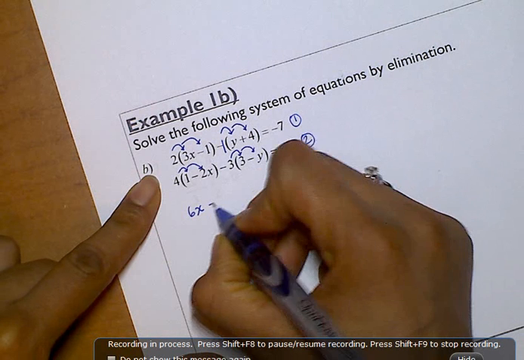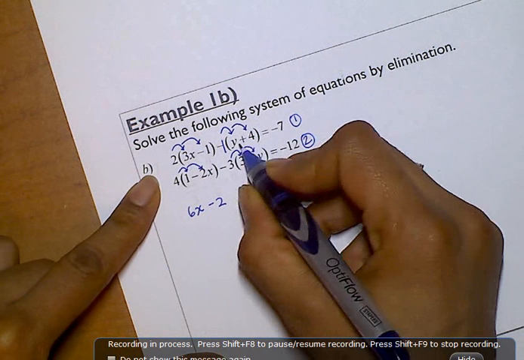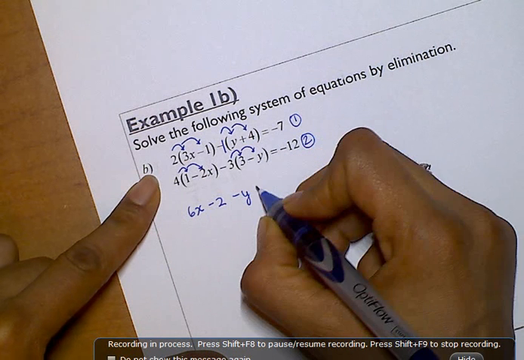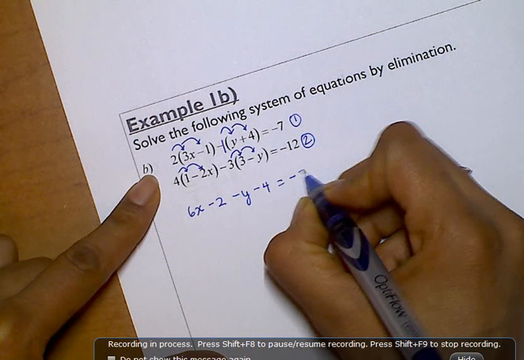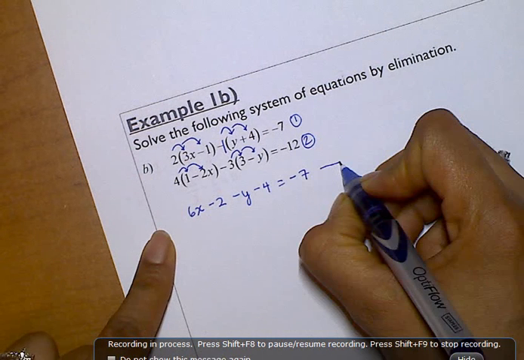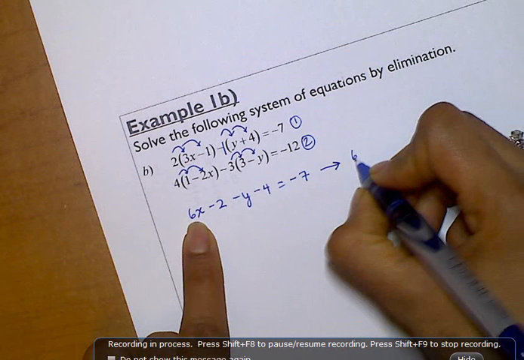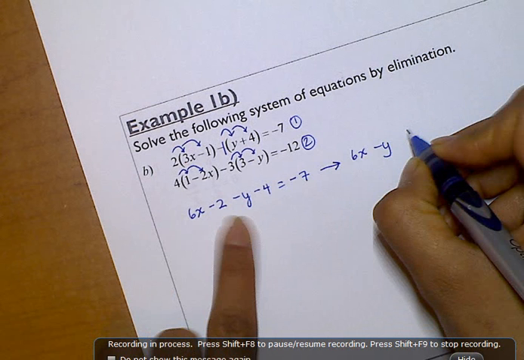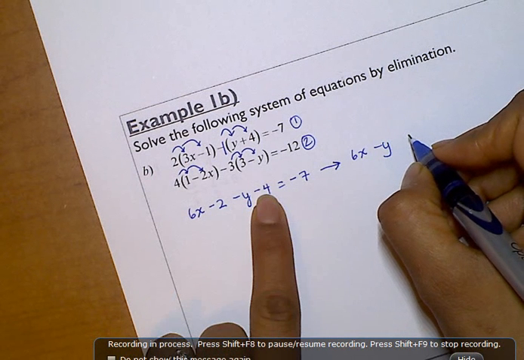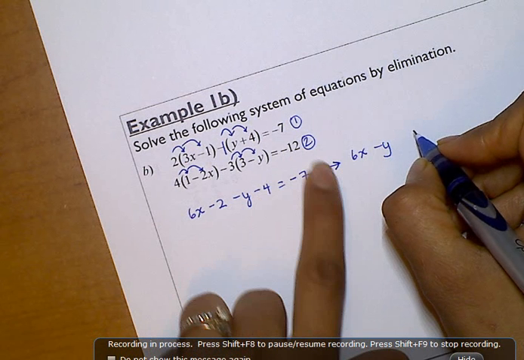So I have 6x minus y. I'm going to move the numbers to the other side. That's a negative 6, and when I move it over, it becomes a positive 6. So negative 6 equals negative 7. That's 6x minus y equals negative 1. Okay, so that's my equation number 3.